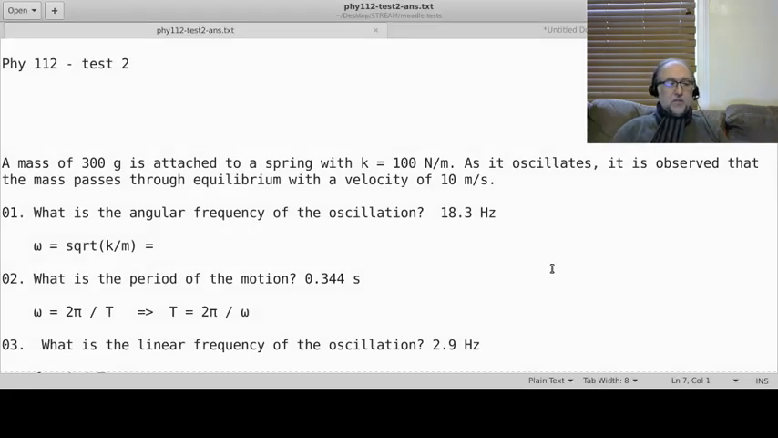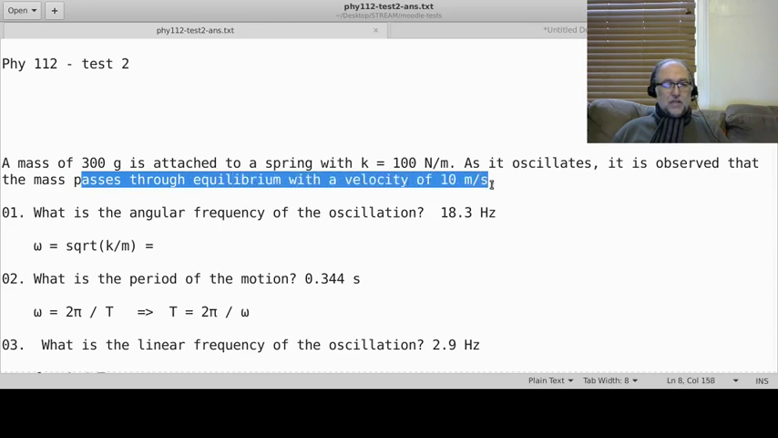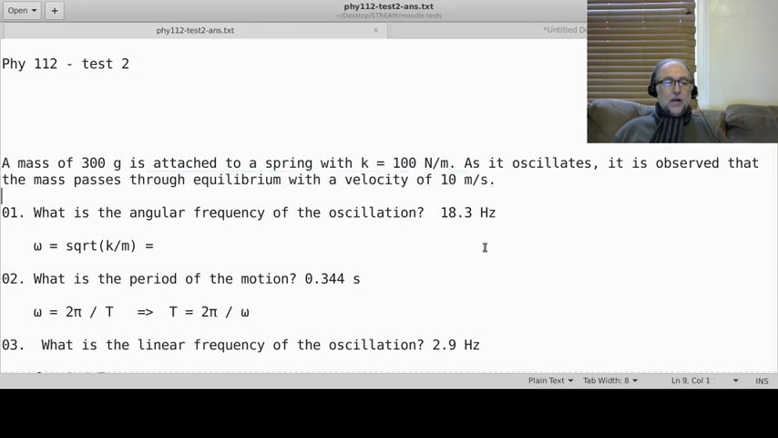The first 7 questions were about a mass attached to a spring, so it was a harmonic oscillator. We have a mass of 300 grams, attached to a spring with a spring constant of 100 newtons per meter. And as it oscillates, I tell you that it actually passes through equilibrium with a velocity of 10 meters per second. Okay, so let's go through the questions.